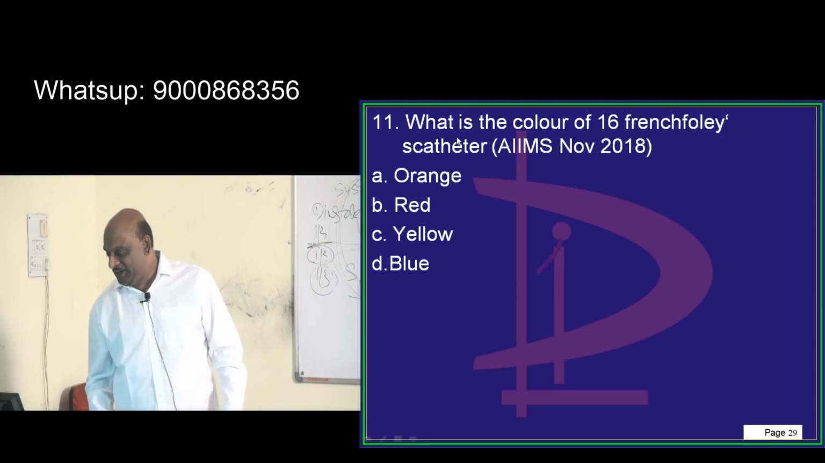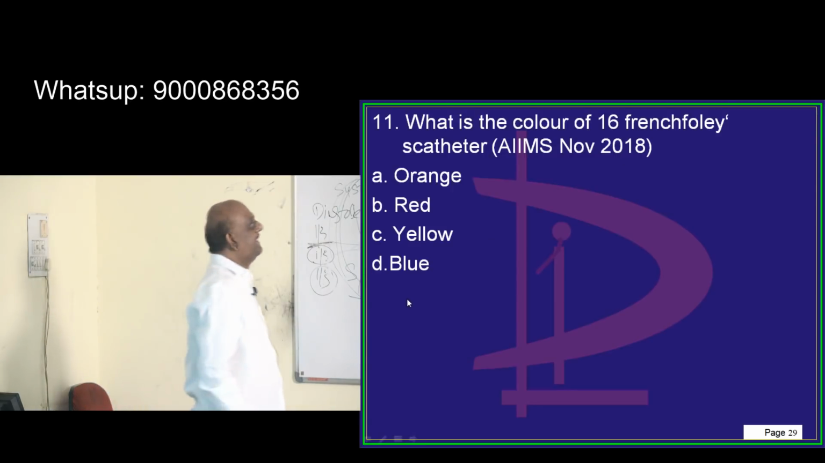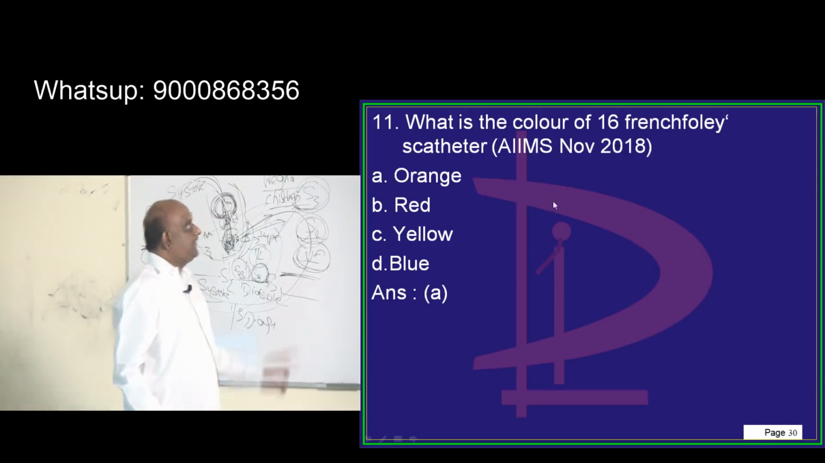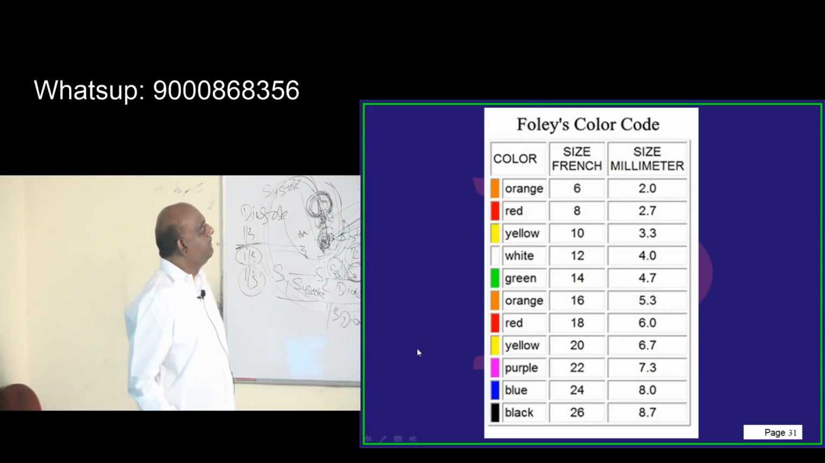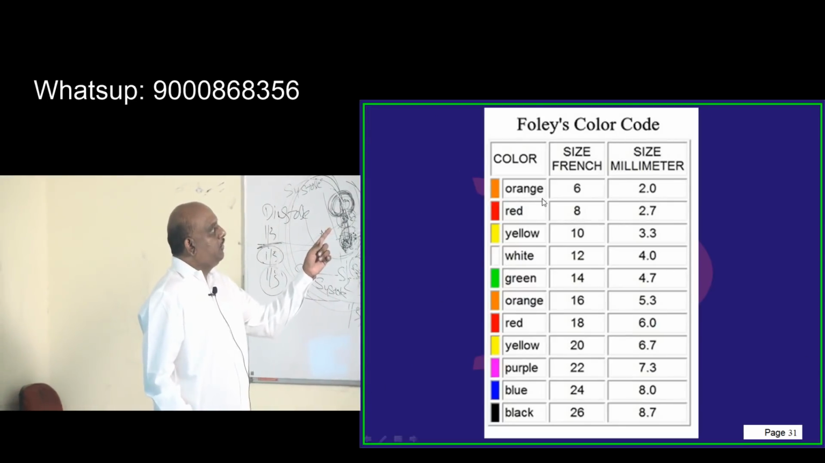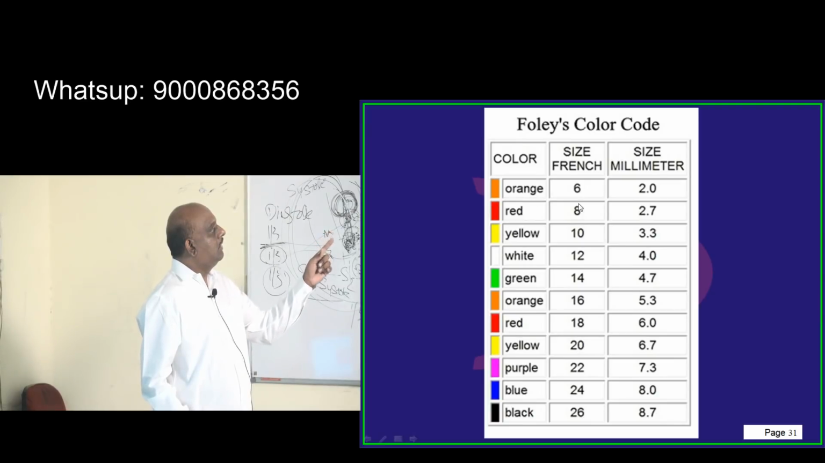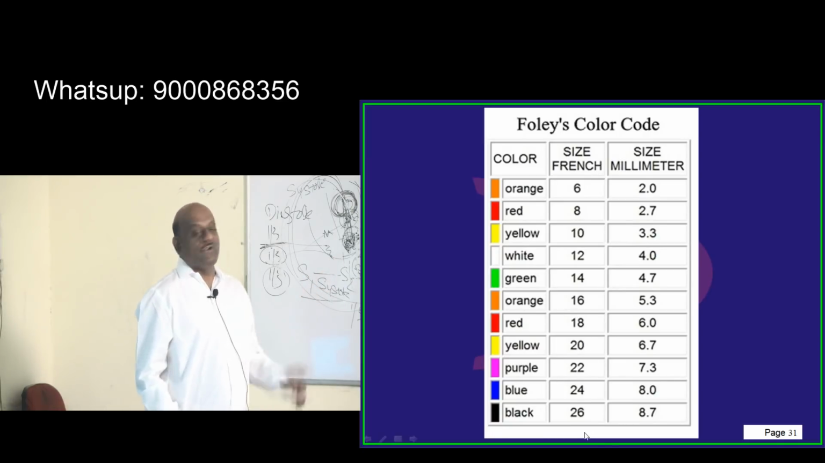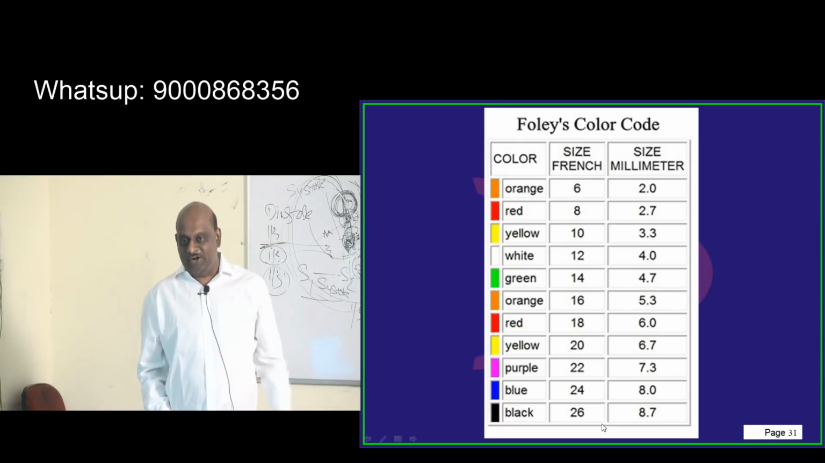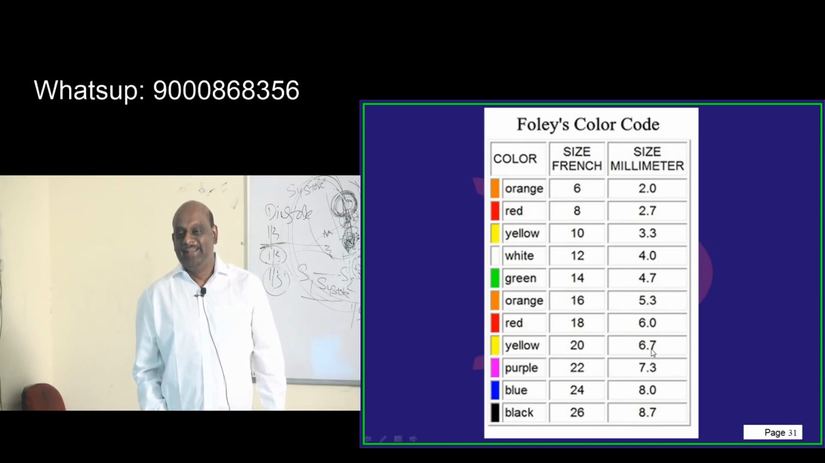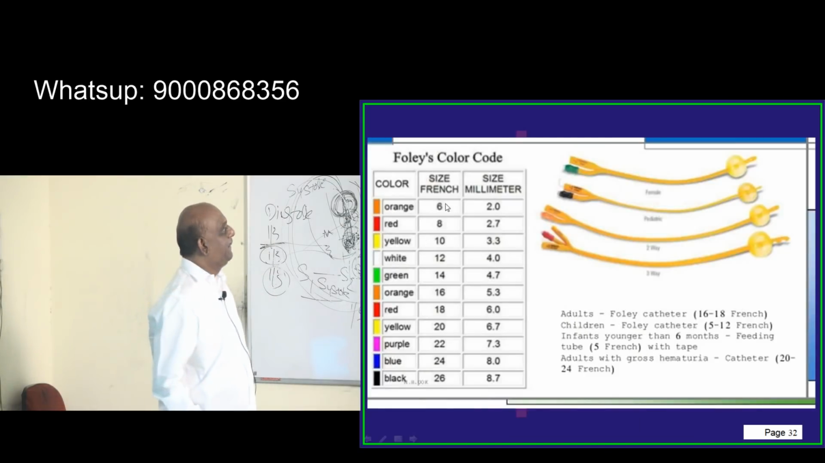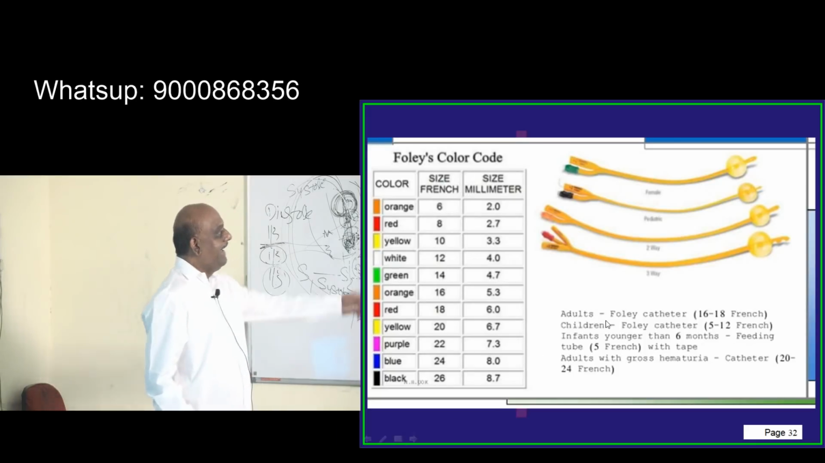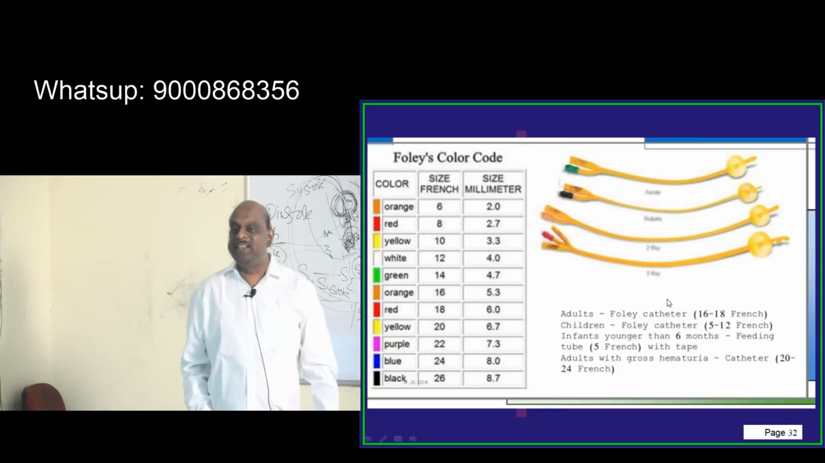So be very sure, right? What is the color of 16 French? It is orange. You have 16 orange, red is 18, yellow 20, purple 22, blue 24, black 26. You think all this you have to remember for going for the MD entrance exam? No, not really. At least remember why 16 only was asked, you should know.